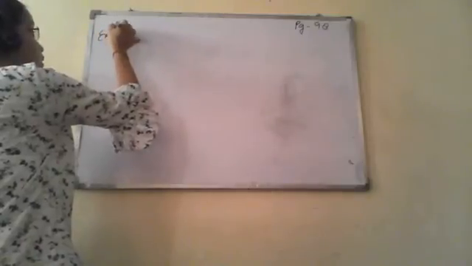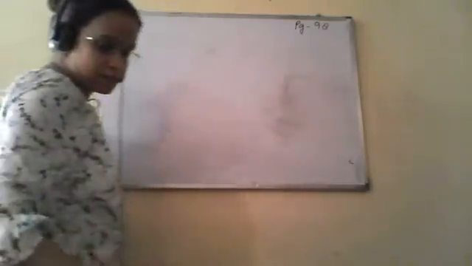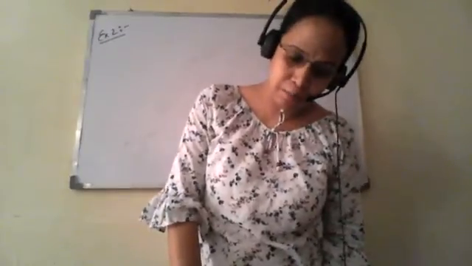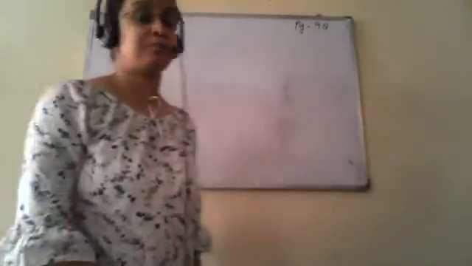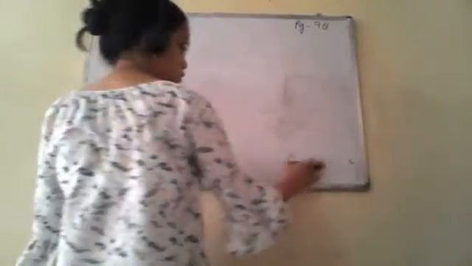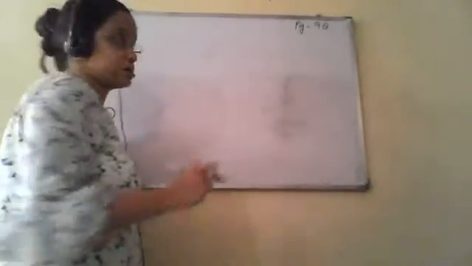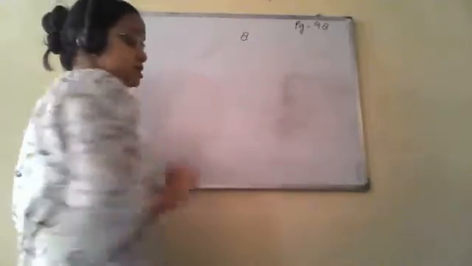Example 2. What does it say? Write a Pythagorean triplet whose smallest number is 8. Okay. We have to write a Pythagorean triplet. Triplet means a set of 3 numbers, and whose smallest member is 8.